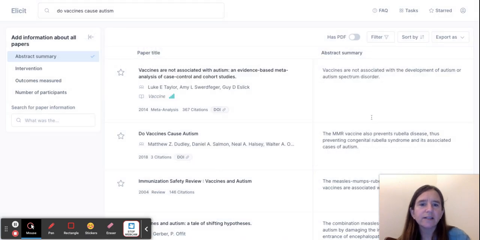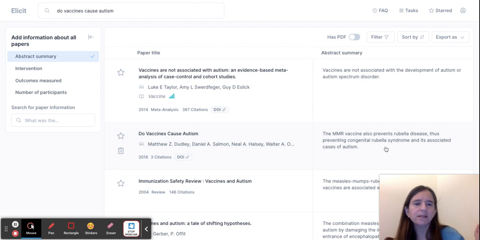So let's look at the second paper. This one is just titled, Do Vaccines Cause Autism? And this is a really egregious error. So the abstract summary says, the MMR vaccine also prevents rubella disease, thus preventing congenital rubella syndrome and its associated cases of autism. So that sounds like a particular vaccine prevents a particular cause of autism.